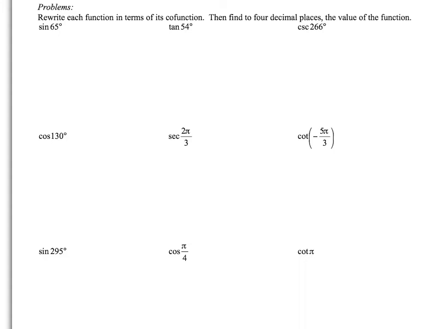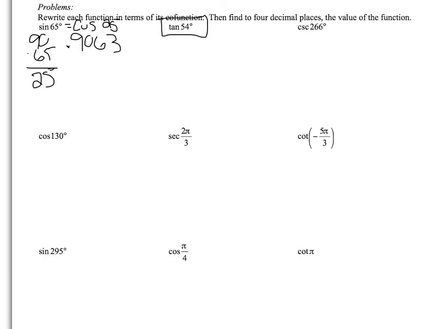So, sine 65. I know that my two angles need to add up to 90. So I'm going to take 90 and subtract 65 to get 25. So sine 65 is going to equal cosine, because sine and cosine are cofunctions, 25. Make sure your calculator's in degrees. Type them both in. They should equal each other. 4 decimal places is 0.9063. I'm going to skip the second one because that's an easier one, so I'll have you try that.